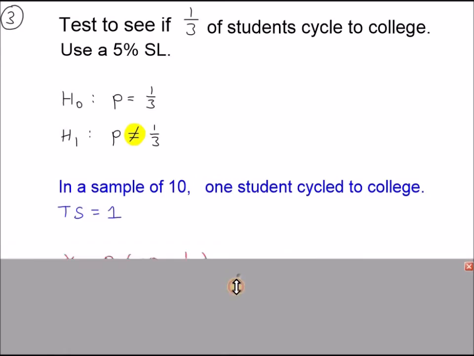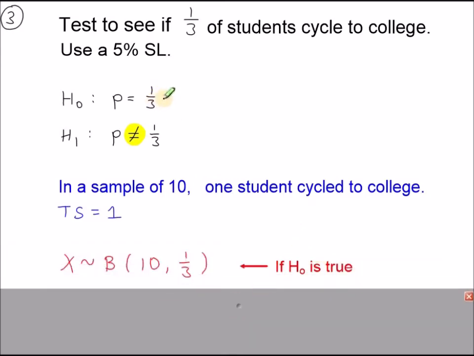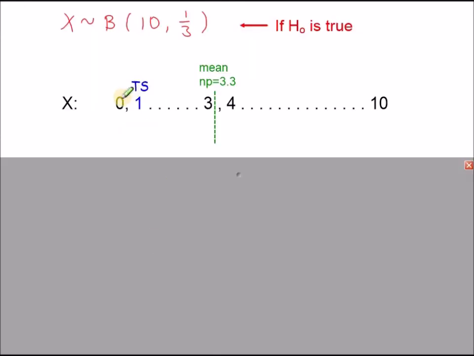Our binomial distribution next. So if H0 is true, then the number of students cycling, represented by X, follows a binomial distribution, where N, the number of trials here, is 10. There were 10 students in our random sample, and P, the proportion who cycle from H0, is 1/3. So on the number line, X can take any value from 0 to 10.